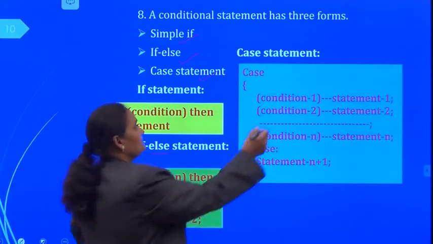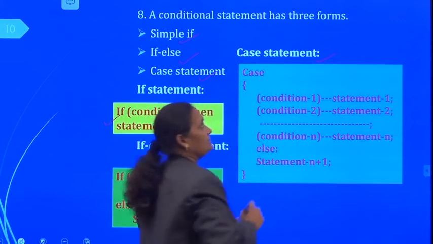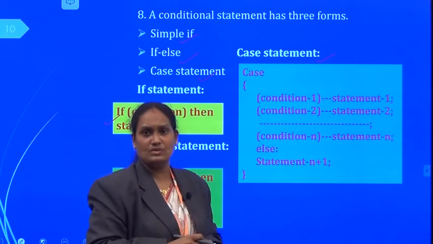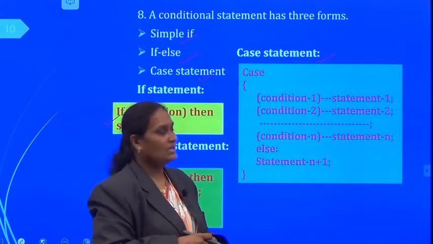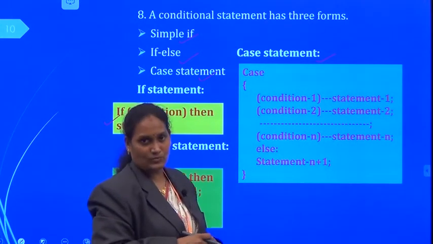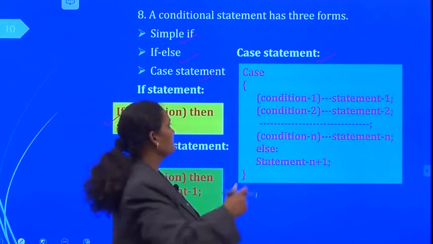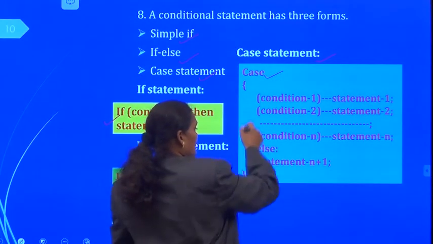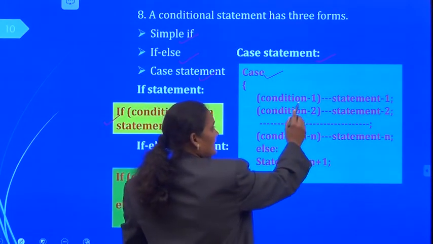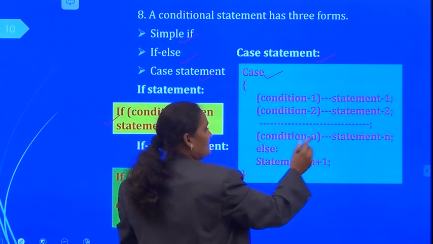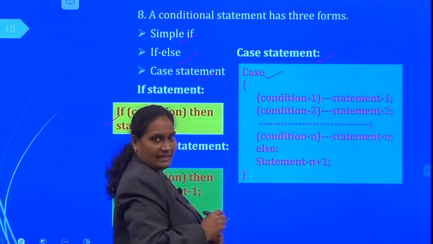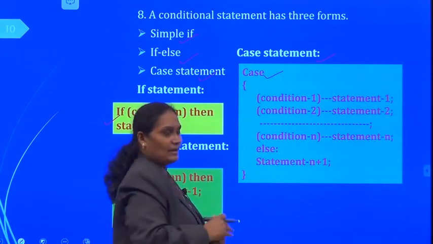Right. The third one is case statement, which is equivalent to switch case in our programming. Now let us see the syntax that we need to follow for writing case statement. Case, within the braces, we are going to write condition 1, statement 1, condition 2, statement 2, and so on, condition n, statement n, else statement n plus 1.